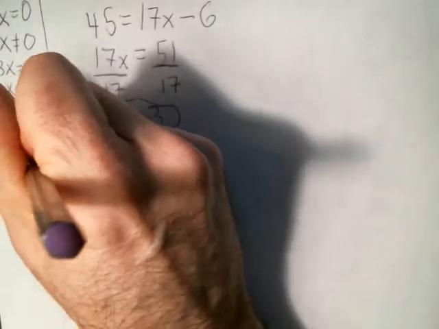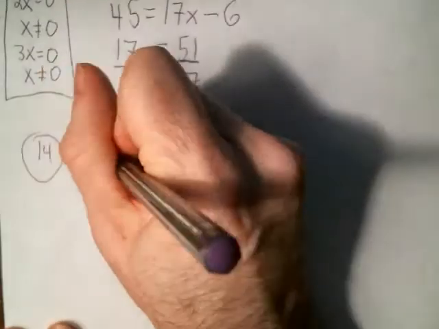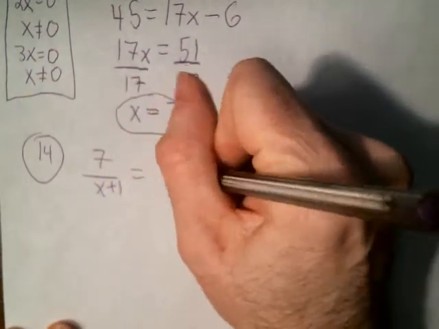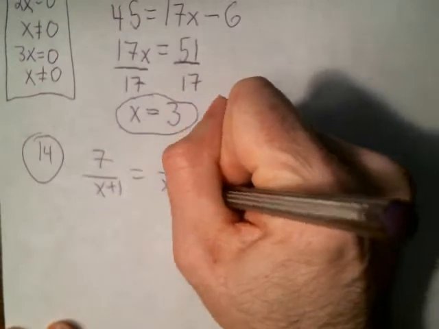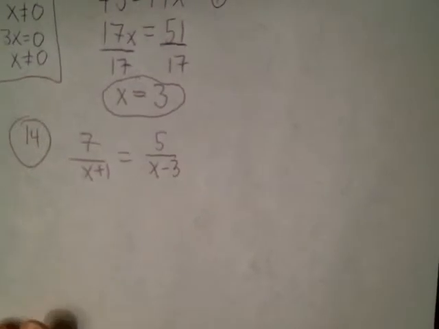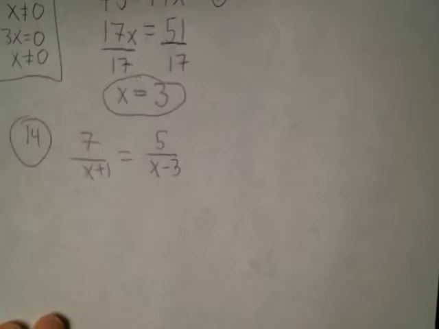Let's look at 14. So I have 7 all over x plus 1 equals 5 all over x minus 3. Okay, so this time I'm going to follow the procedure that's been outlined to me as a student.